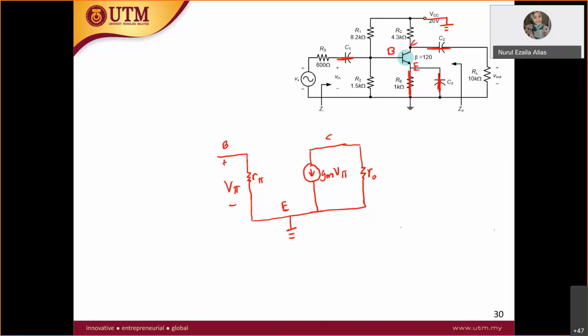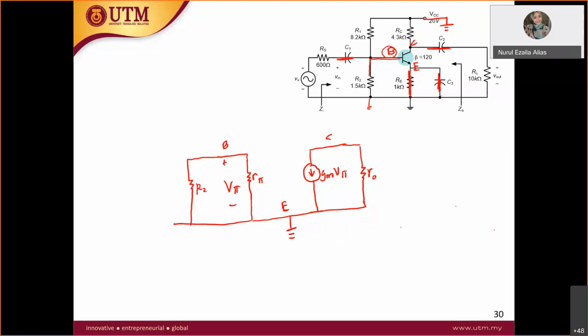Okay, let's start together from the base. So at the base here, what do you have there? You have R2. From base, you have R2 to ground. So draw your R2 from base to ground, the same ground as emitter. So this is your R2.